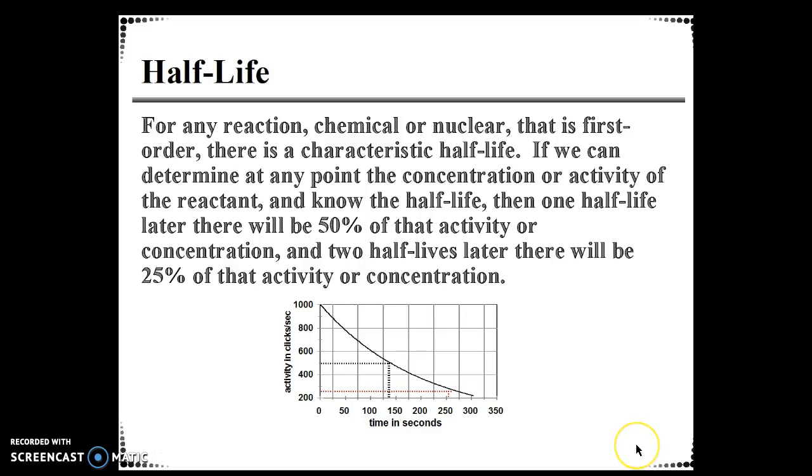Let's talk about half-life. For any reaction, chemical or nuclear, that is first order, there is a characteristic half-life, and it is a constant. If we can determine at any point the concentration or nuclear activity of the reactant, and if we know the half-life, then one half-life later, whatever that time is, we'll have 50% of that activity or concentration. Two half-lives later, there will be 25% of the original activity. Three half-lives later, there will be 12.5% of that activity or concentration, and so forth.